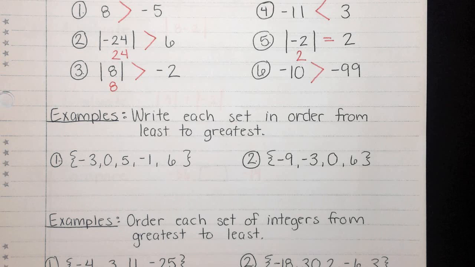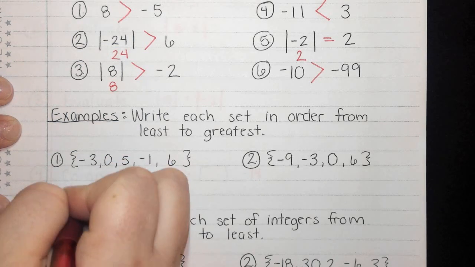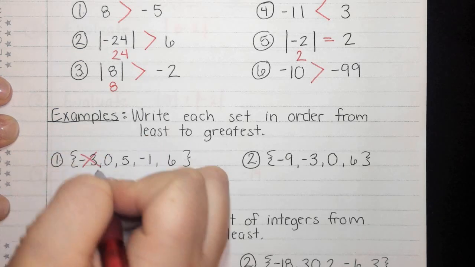Number 1 and 2. So guys, now we're still comparing them. We're just not using the symbols. We're just writing them out from least to greatest. So this would be how they would look on the number line. All right. So on number 1, which number is the least? Which number is the least? Chandler. Negative 3. And I'm going to mark that out once I do that.